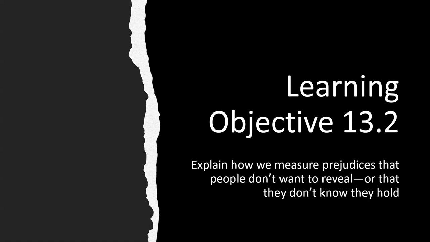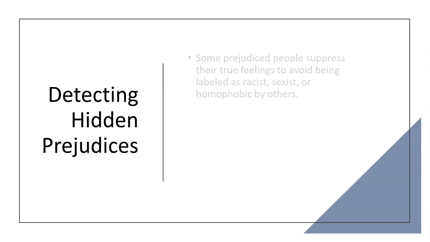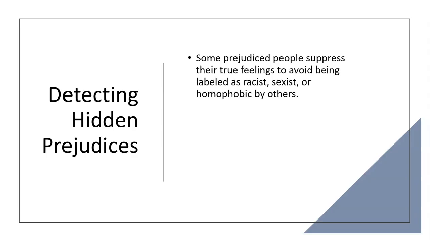Welcome back. In this video, I'll continue my coverage of Chapter 13, Prejudice, by talking about Learning Objective 13.2. Explain how we measure prejudices that people don't want to show or that they don't know that they hold. You're probably familiar with terms like implicit bias or hidden prejudices. How do social psychologists go about studying these things?